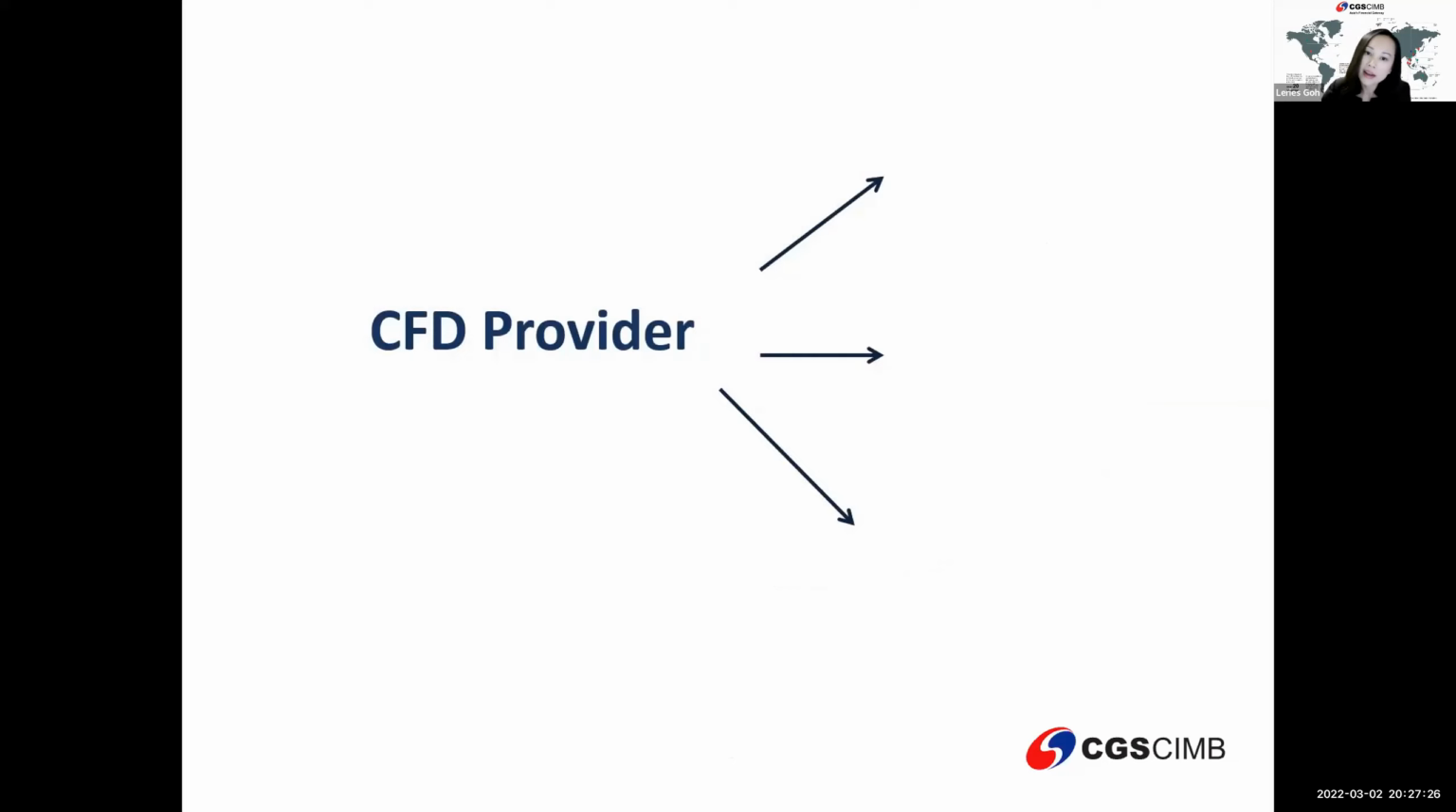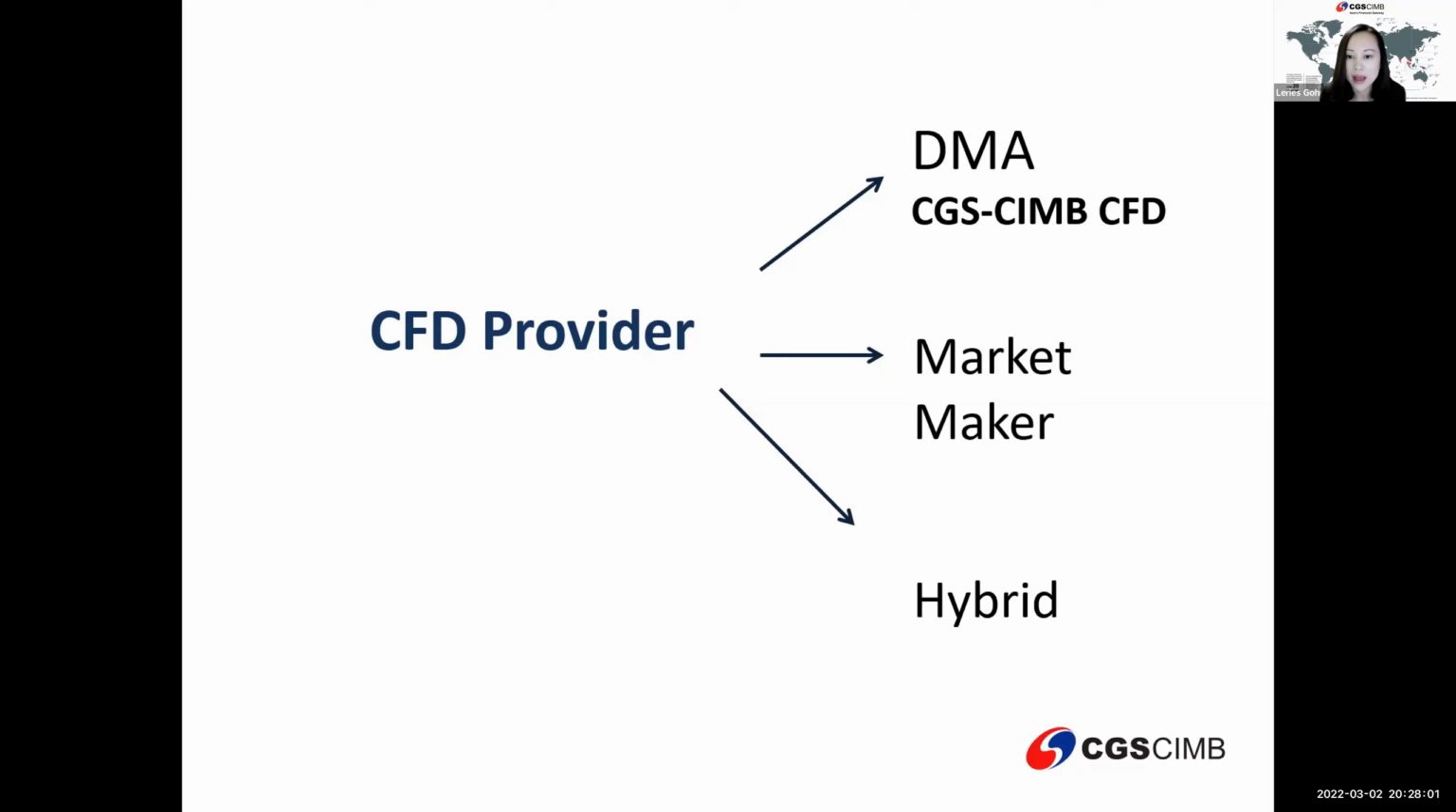Other than what CFD is, I think it's very important to understand how CFD works in the market. There are many CFD providers in the market. I'm sure you have heard of many names. But basically they can be categorized into three main different providers, different models. The first one is DMA, which stands for Direct Market Access. For us, CGS-CIMB, we are a direct market access provider. The second type is market maker. And the third is hybrid, meaning they offer a bit of DMA and a bit of the market making model.